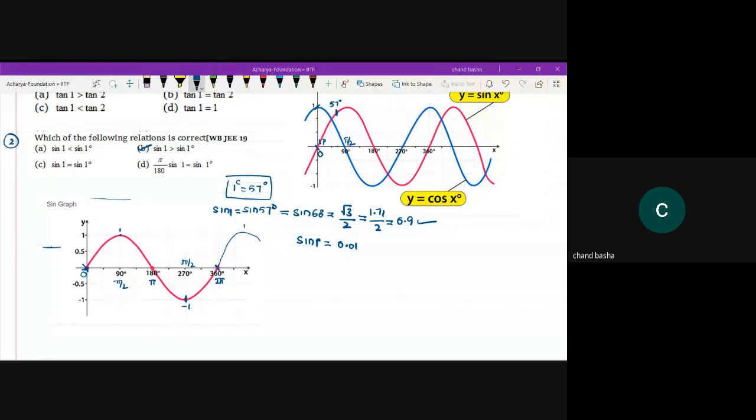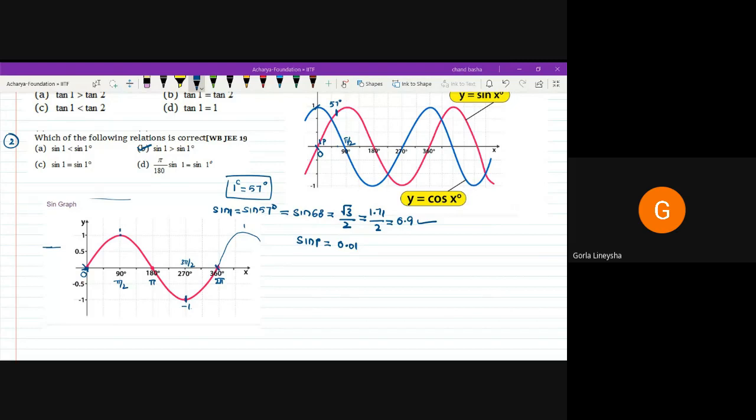Ritvik, any doubt? Yes, Lunesha. Sir, 1.71 divided by 2, it is 0.82. No, that I'm taking 0.85, approximate value. Yes, approximate value, but it is more than 0.01. Okay, sir. Am I correct? Yeah, that is approximate value, right? Sir, round off means it is 0.9 only, sir. 0.9. That's I'm taking approximate value. Just why? Because 1 degree and 57 degrees, that's far away. Yes, sir.